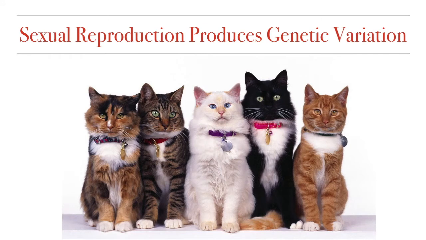Look at this family of cats. In this picture, there is a mom, there's a dad, and there are three babies. All of them are genetically unique, as you can tell by their fur coloration and their shape and a whole bunch of other details about their physiology and how they look.